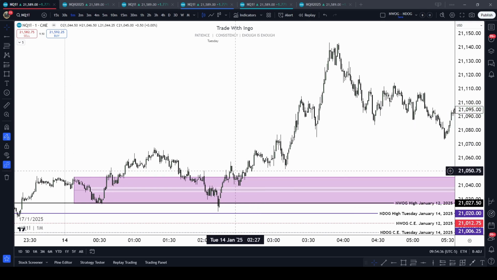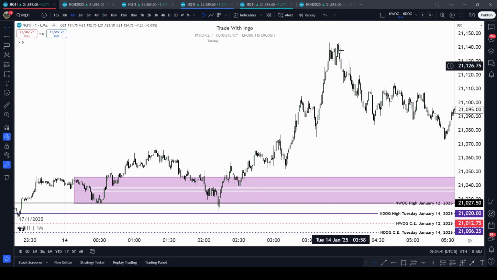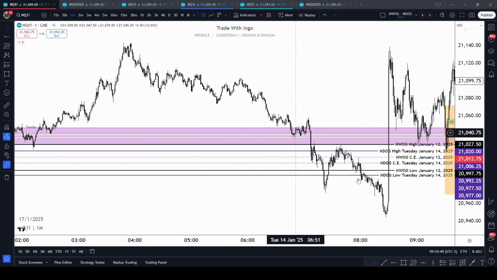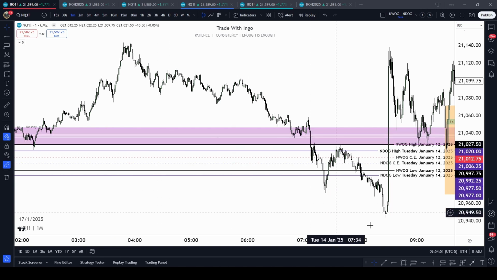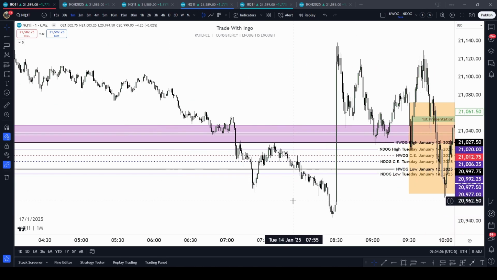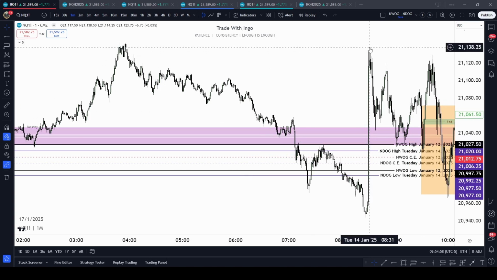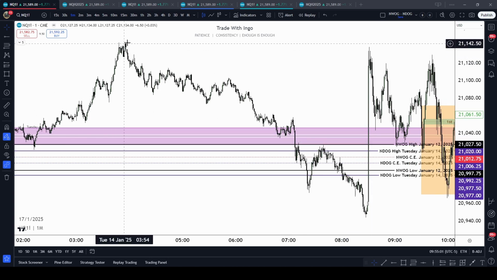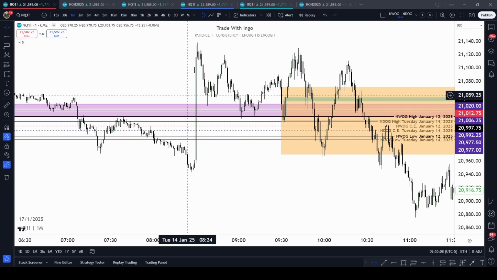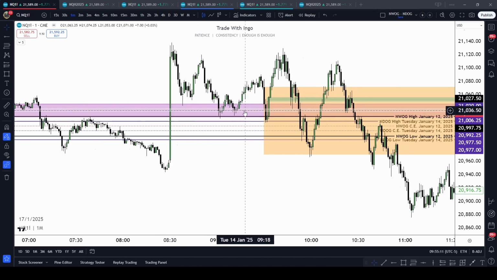We traded above it, retraced into the midnight opening range, beautiful 100 handles up, trading all the way back down. At 8:30 a.m. we had the PPI release. We didn't manage to take out these relative equal highs, but instead created some relative equal highs over here, returned into the midnight opening range.